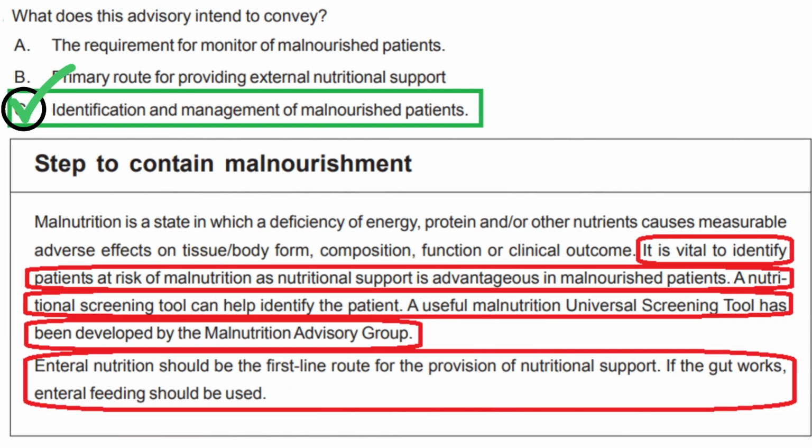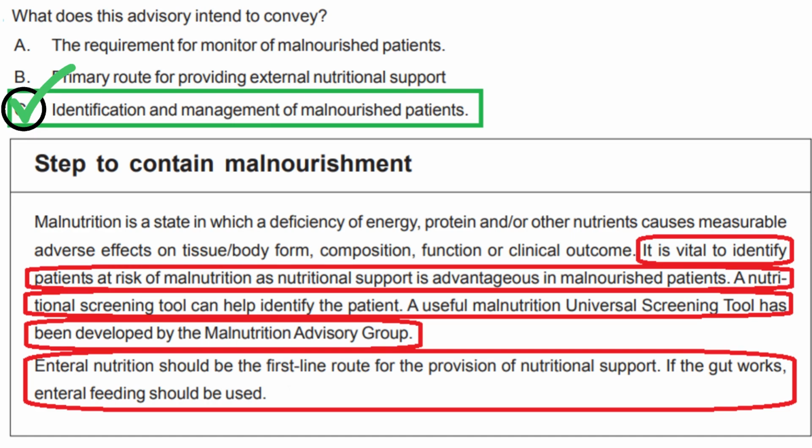According to the paragraph, the correct option is C, identification and management of malnourished patients. Option A, the requirement for monitor of malnourished patients, is incorrect. The paragraph does not mention anything about a specific requirement for monitoring malnourished patients. It focuses more on the importance of identifying patients at risk of malnutrition and providing nutritional support.